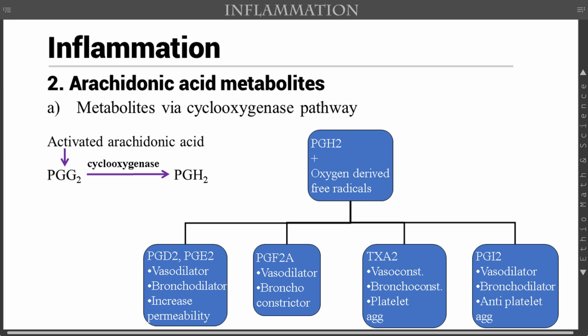PGI2 is a vasodilator and inhibits platelet aggregation. TXA2 does the opposite, vasoconstriction and platelet aggregation, establishing a vascular tug-of-war. PGE2 and PGD2 promote vasodilation, heighten vascular permeability, and sensitize nociceptors. PGE2 also mediates fever. PGF2-alpha tends to constrict smooth muscle, including bronchial and uterine muscle.